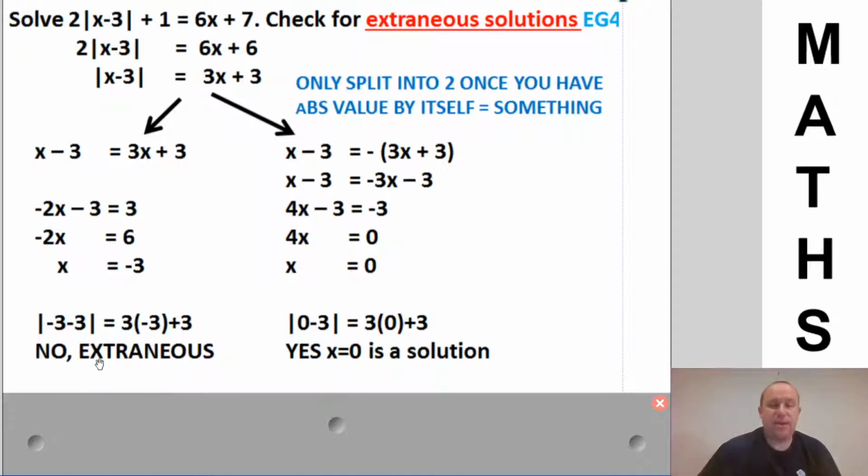Most of the time, when you find those extraneous solutions, it's going to be probably when you've got variables on both sides, but you should always check just to make sure.